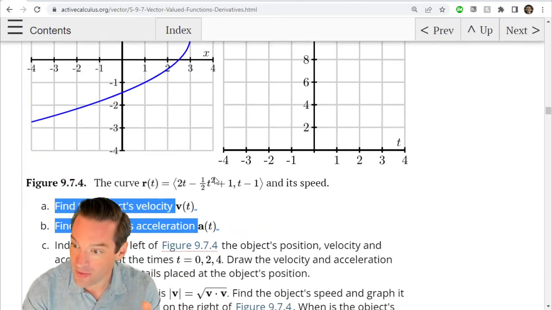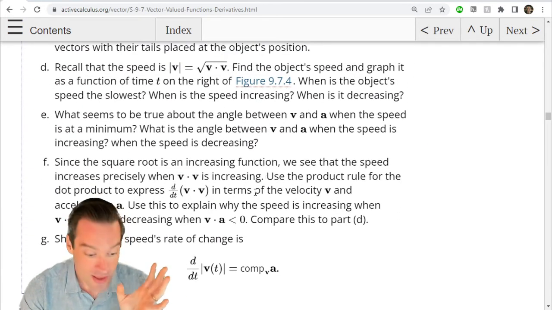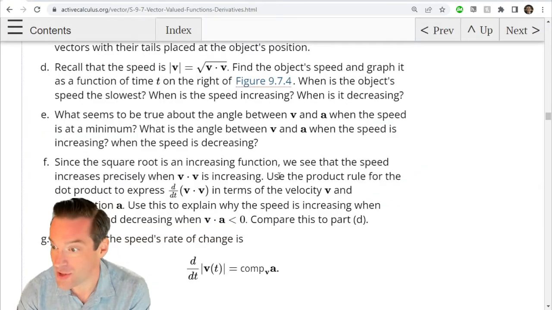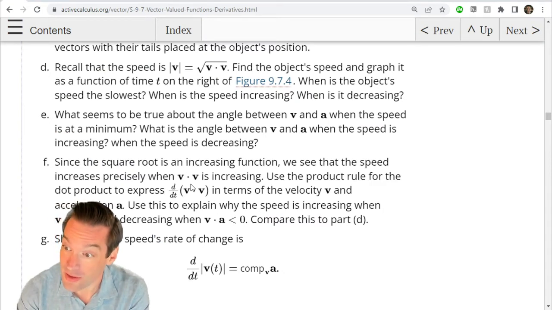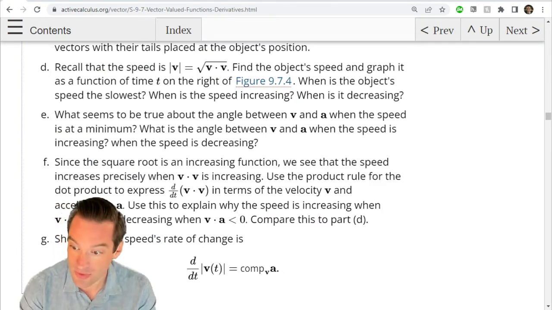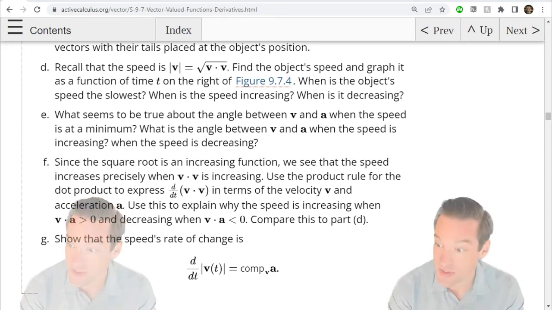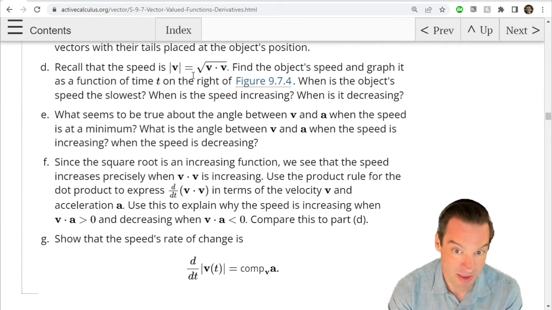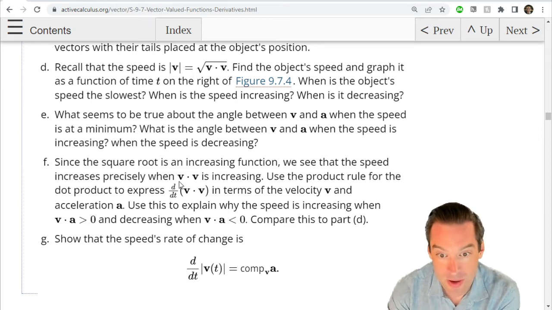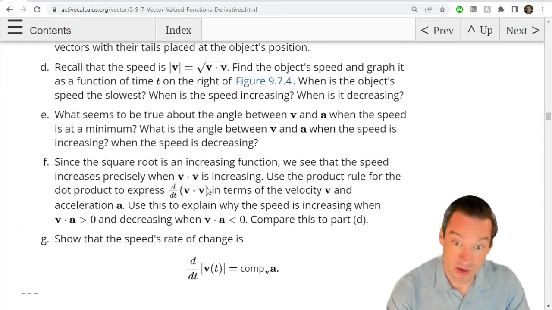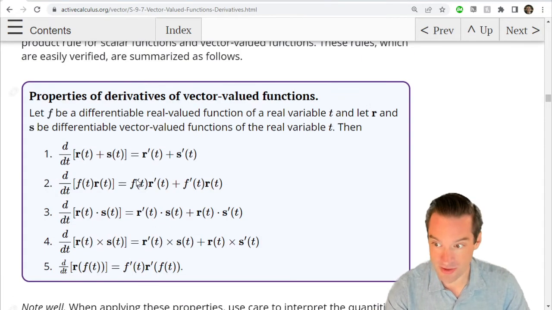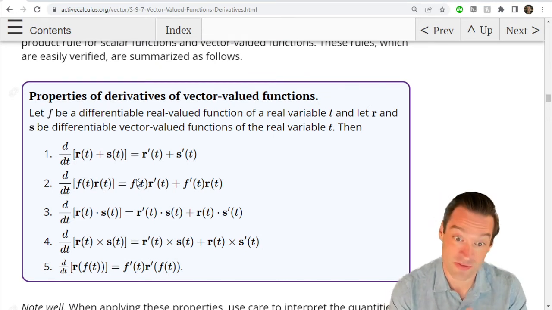So what the last part of this problem invites us to do is to prove that. The big conclusion that we're meant to come to here is that we can use the angle in between velocity and acceleration to tell us how the speed changes. And the reason that we can do that is that the speed is nothing more than the dot product of the velocity vector with itself, modulo a square root, right? And so in part F, what we want to do is take the derivative of the dot product of velocity with itself. And there's a tool we can use for that in the properties of derivatives of vector valued functions.